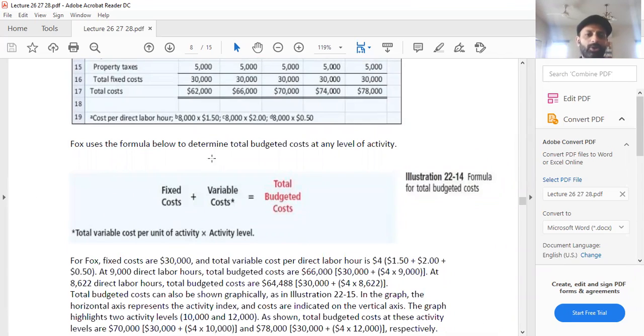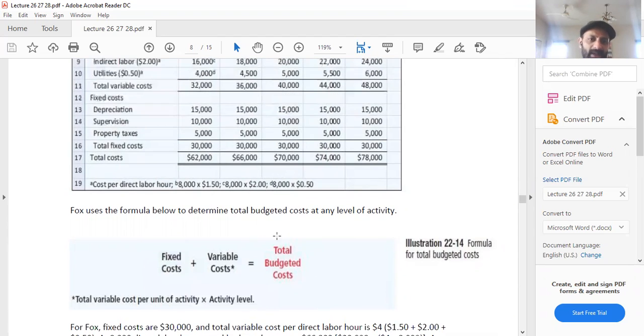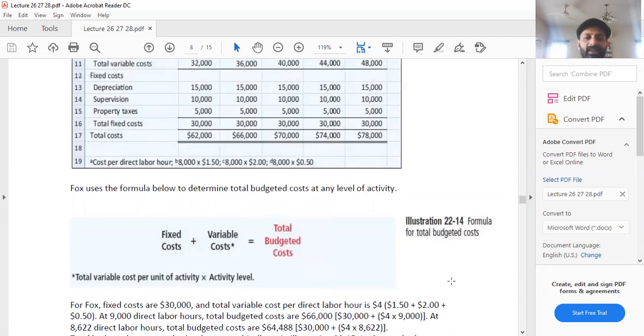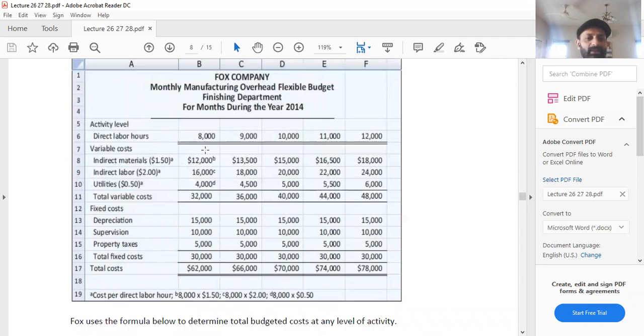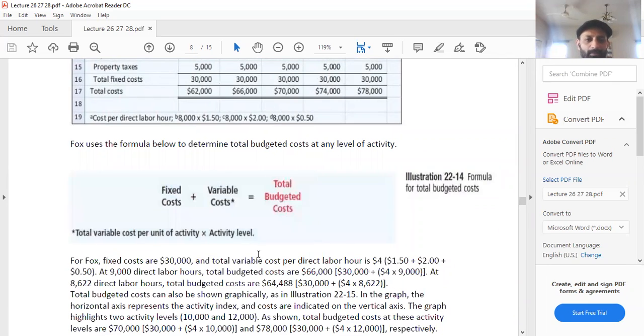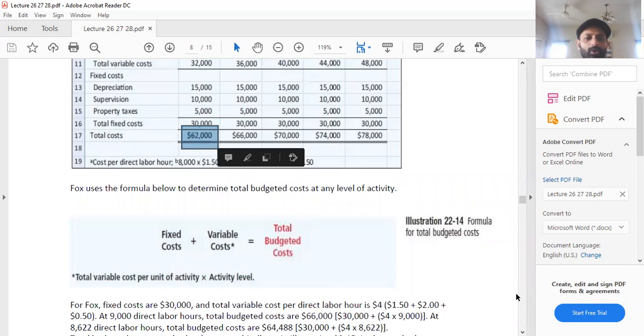Fox uses the formula below to determine the total budgeted cost at any level of activity. We know fixed cost remains the same, and it is 30,000, and variable cost per unit, we know it is $4. So whatever activity level you desire, you simply multiply it with the total variable cost per unit of activity and add fixed cost to it. So you will get the total budgeted cost at that level of activity. जैसे आपका इधर 8,000, 9,000, 10,000 सारों पे निकला है. Even if you use this formula, you can simply calculate this total cost figure.